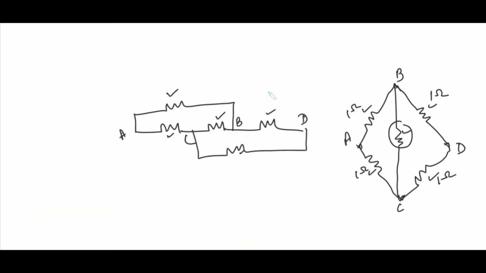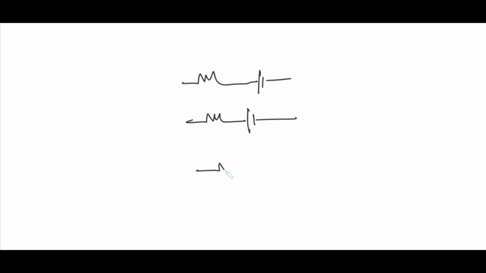So how will the circuit be reduced? The circuit will be reduced like this: you can draw a 2 volt source, a resistor over here, 2 volt, and a 1 ohm, like this. And now you can solve this easily.